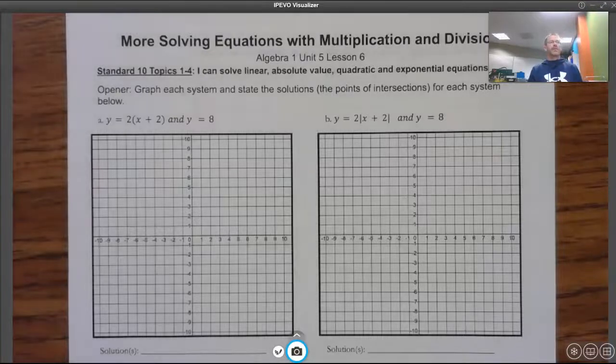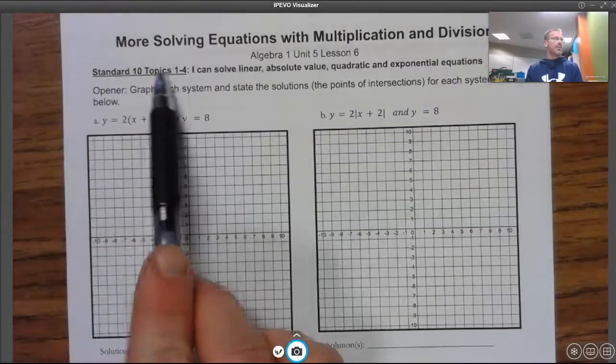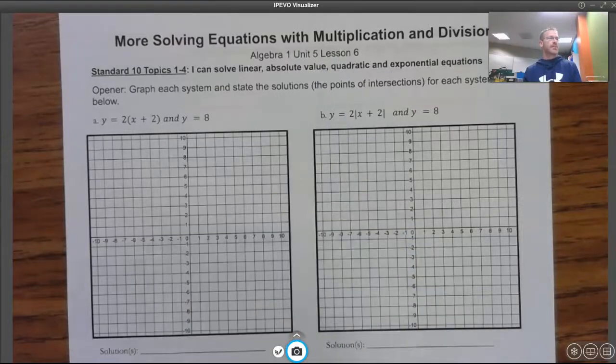All right, and we're going to continue with our work with solving equations. Once again, just like we've done in our prior lessons, we're going to start with that connection to graphing and systems of equations, and what we are really looking for when we solve an equation. We're still sticking with our standard 10 here, topics 1 to 4: I can solve linear, absolute value, quadratic, and exponential equations.